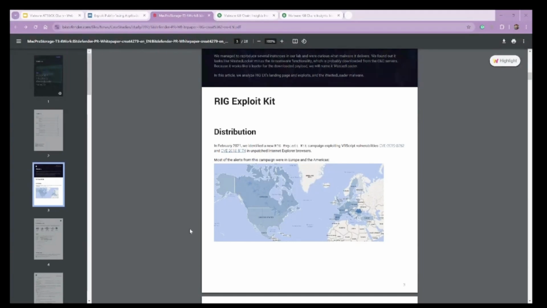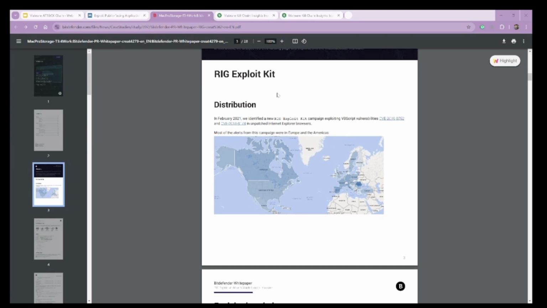In this case, the RIG exploit kit exploits two CVEs. One is CVE-2019-0752 and the other one is CVE-2018-8174. This is for unpatched Internet Explorer browsers. Now you may think Internet Explorer is gone, right? Everyone uses Edge or Chrome or Firefox. But there are many organizations which have difficulty upgrading their systems. So they're still running Windows 7 or Windows XP or some old system where there are still unpatched Internet Explorers. If the threat actor finds them, and the threat actor will specifically try to find them, then they might get compromised because of this.